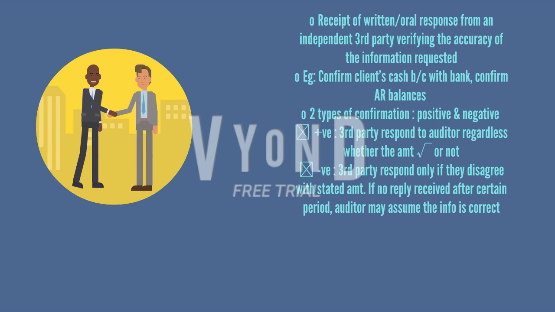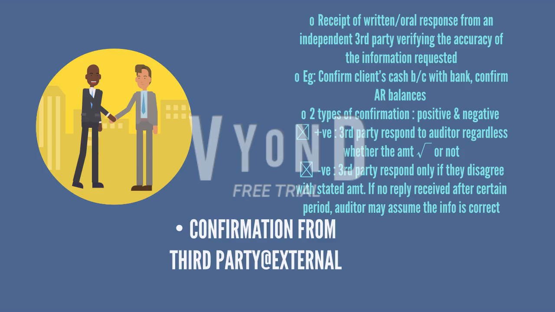Confirmation from third party or external: receipt of a written or oral response from an independent third party verifying the accuracy of the information requested. Example, confirm the client's cash balance with the bank, confirm AR balances. 2 types of confirmation, positive and negative. Positive: the third party responds to the auditor regardless of whether the amount is correct or not. Negative: the third party responds only if they disagree with the stated amount. If no reply is received after a certain period, the auditor may assume the information is correct.